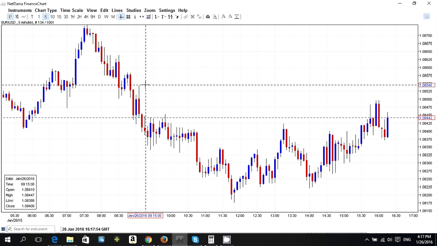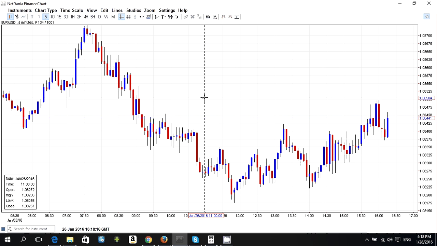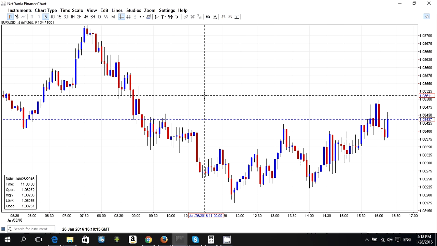I personally am using the NetDania free charting system, which I find is simple and user-friendly. However, if you want to use a different charting system, please feel free to do so. As you can see, we have the basic chart in front of us, no studies or indicators added to it, simple candlesticks. Now what we need to do is to add the RSI indicator.